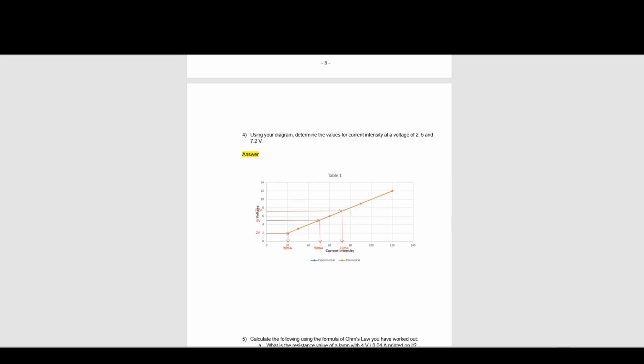For 5 volt, we drag the arrow vertically until the line graph, and drag downward until we reach the x-axis. Then we get 50 milliampere. And for 7.2 volt, we get a current intensity of 72 milliampere.